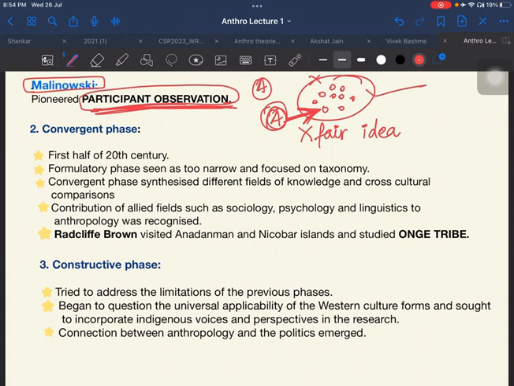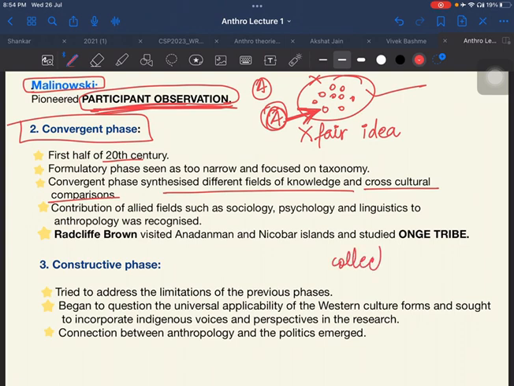Now, second came the convergent phase. It was in the 20th century. So, what it did, it obviously overcame the faults or the shortcomings that were in the formulatory phase. It mainly synthesized different fields of knowledge and cross-cultural comparisons. So, what happened in the formulatory phase?